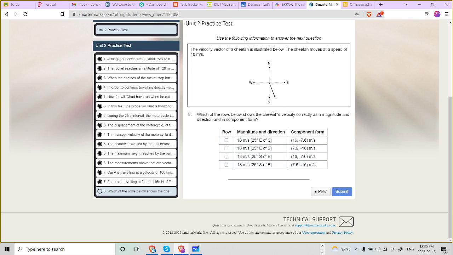25 degrees. So that's east of south. So we're starting with the south and move 25 degrees east. It's less than halfway. So without touching the calculator, this is the way it goes.